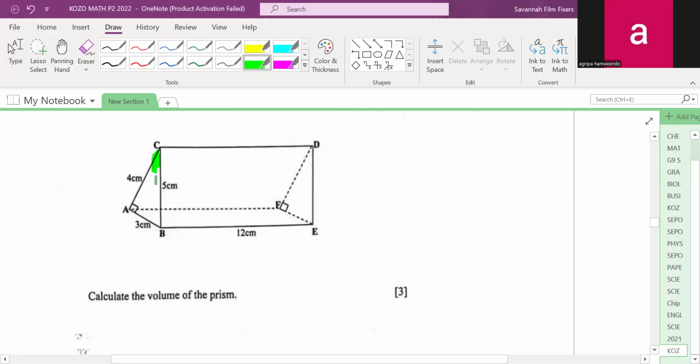Mass over density. No, that's density, but you can see that it has a triangle here and it has a length of 12, right?